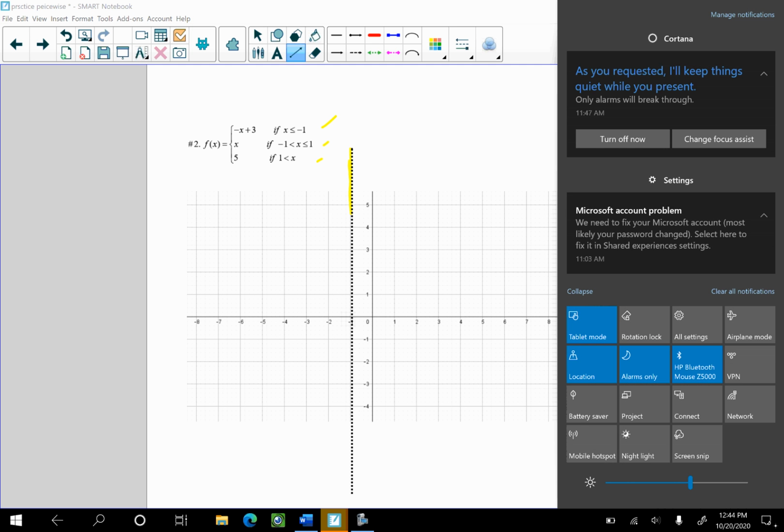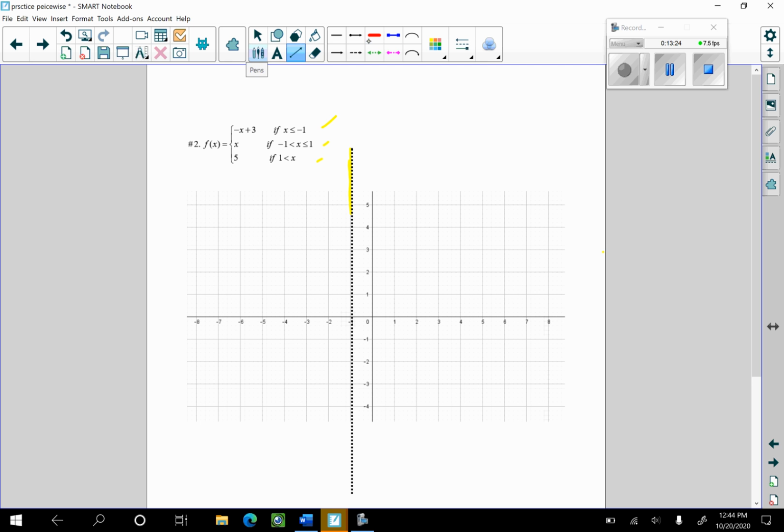You don't have this fancy line tool, so what I would suggest is just pencil in a nice whatever color you want, and I want another vertical line at 1. And let's label our lines. This is x equals -1 and x equals 1.